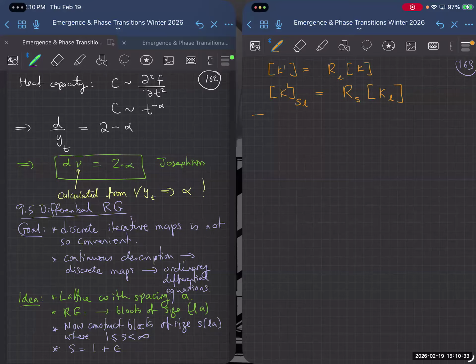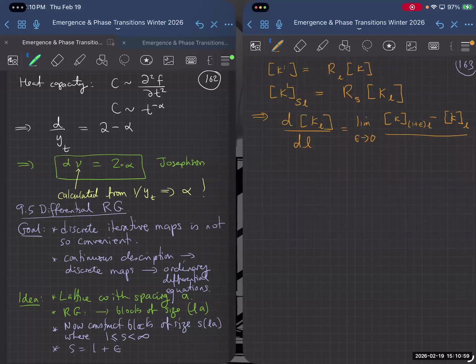And so then I can define dK_L by dL. That's the derivative. That's defined as the limit as epsilon goes to 0 of the coupling constants at the scale 1 plus epsilon times L minus the coupling constants on the scale L, divided by L times epsilon. So I've just made S equal to 1 plus epsilon.